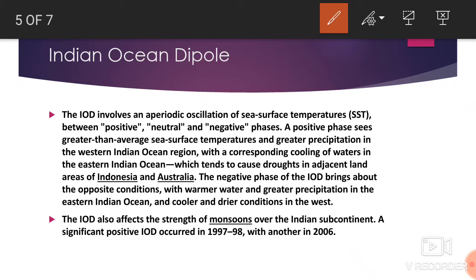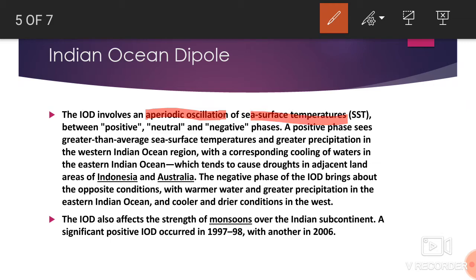Let's read our statement, then we will analyze what this statement refers to. The Indian Ocean Dipole involves an aperiodic oscillation. Aperiodic means no specific observation or pattern has been found. The Indian Ocean Dipole involves an aperiodic oscillation of sea surface temperature between positive, neutral and negative phases.